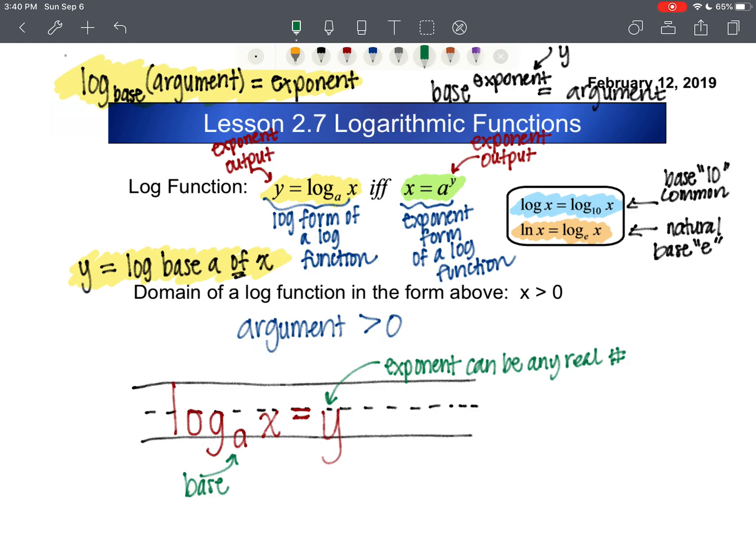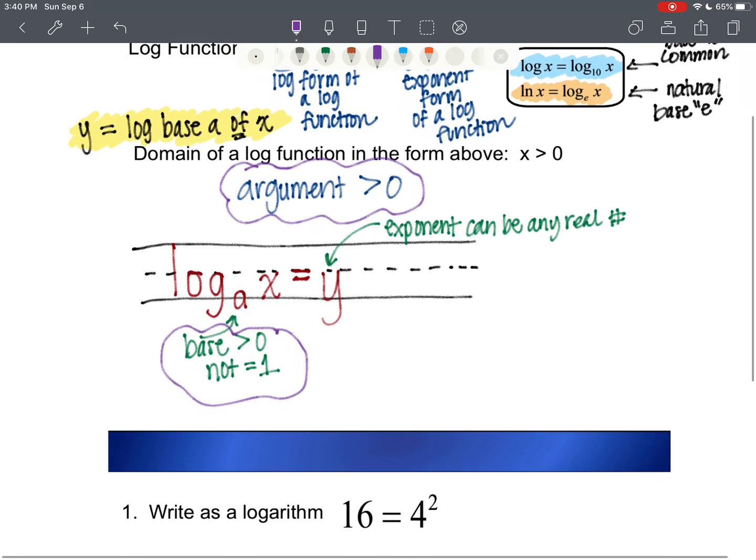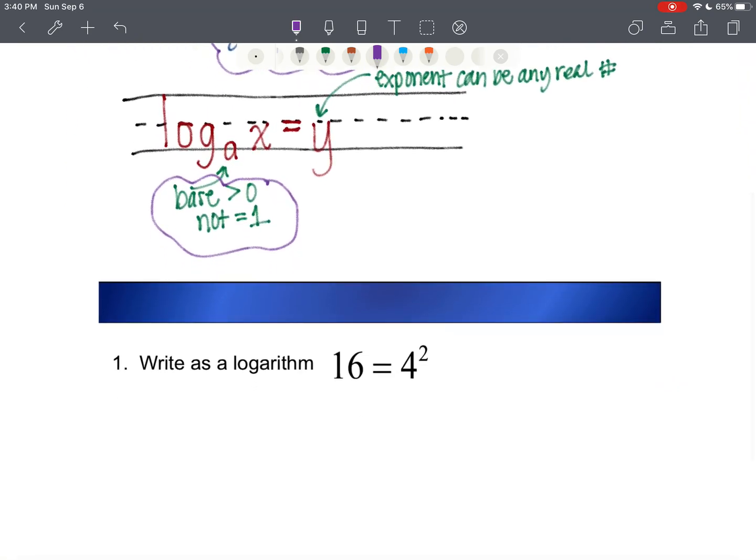Okay, I think I covered everything. The base has to be greater than 0, but not equal to 1. So we've got a restriction. Let's highlight our restrictions, maybe bubble them in purple. So that's a restriction right there. The argument has to be greater than 0, and your base has to be greater than 0, but not equal to 1. Okay, so let's practice, because that's how we're going to learn how to do this.